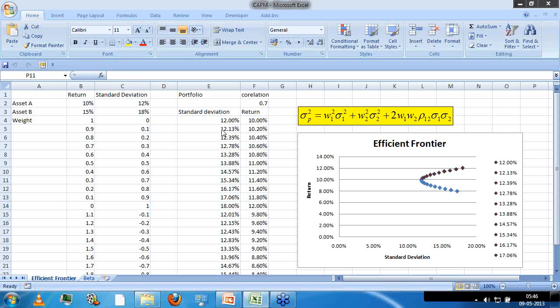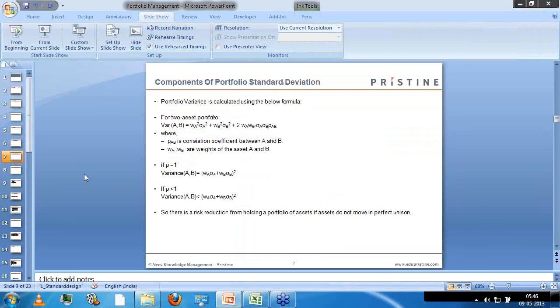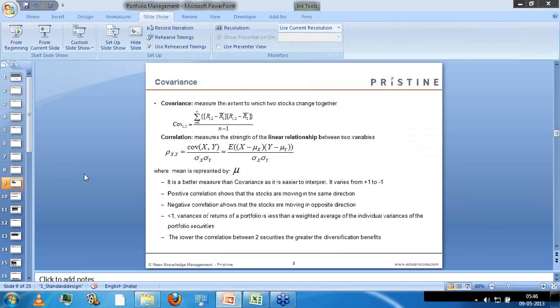So your portfolio will have the following return and the following risk associated with it. The important thing is how to calculate the risk associated with the portfolio. The weights of the different assets are given, the standard deviation of each asset is given, and also the correlation between the assets is given. What do we mean by correlation between assets? Correlation is nothing but a measure of the linear relationship between values.